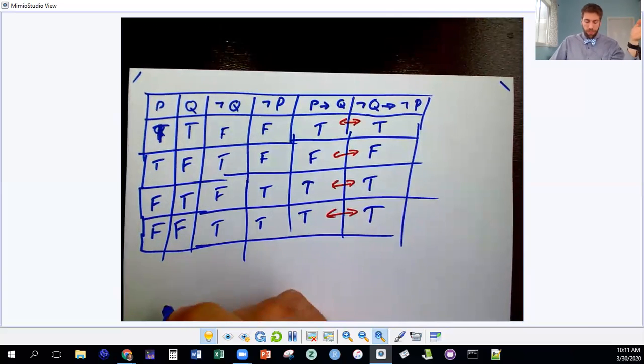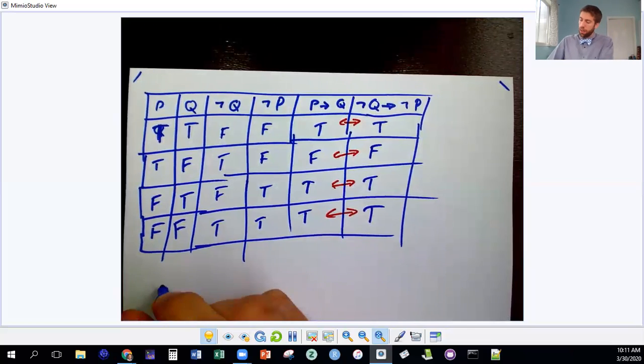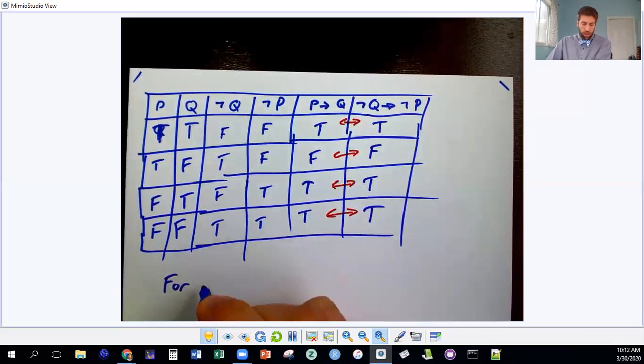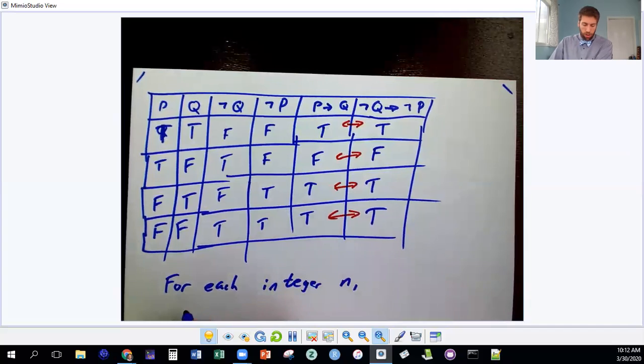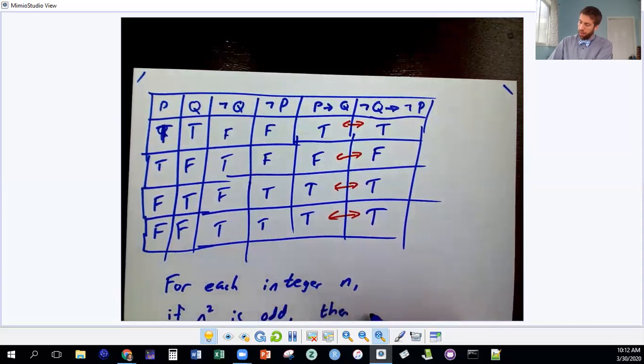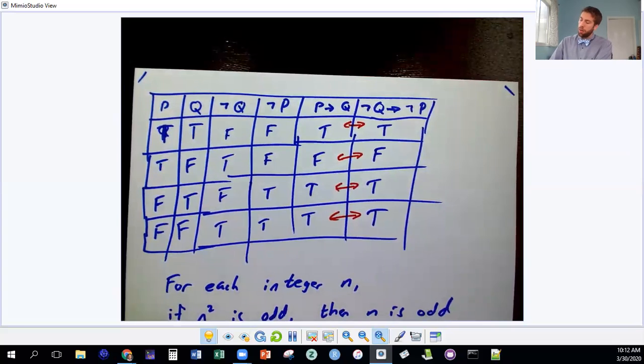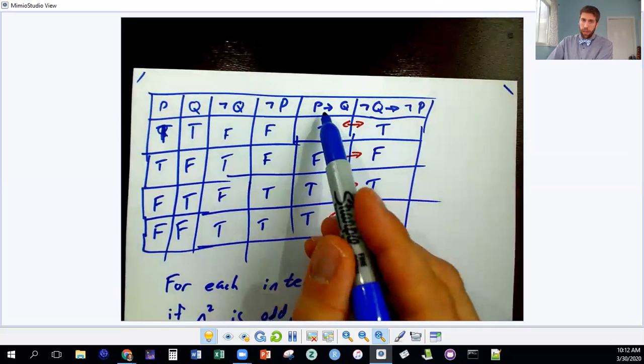So instead of saying for each integer n, if n squared is odd, then n is odd, the contrapositive would be to negate and swap the order. So that would be for each... Now notice I'm not negating the quantifier. I'm only negating the P implies Q.